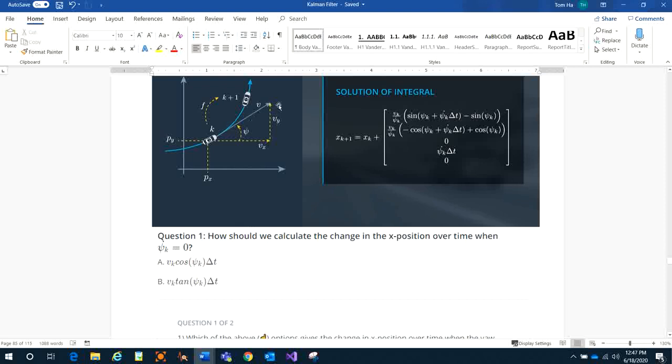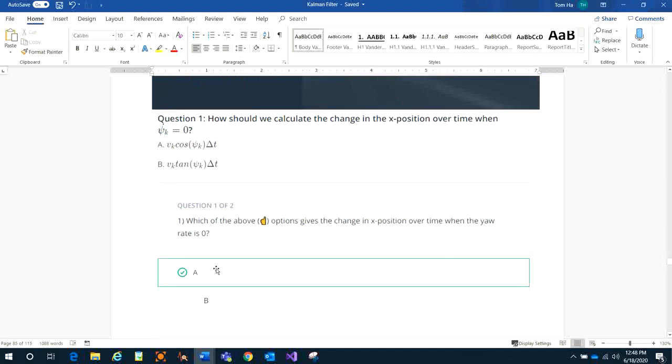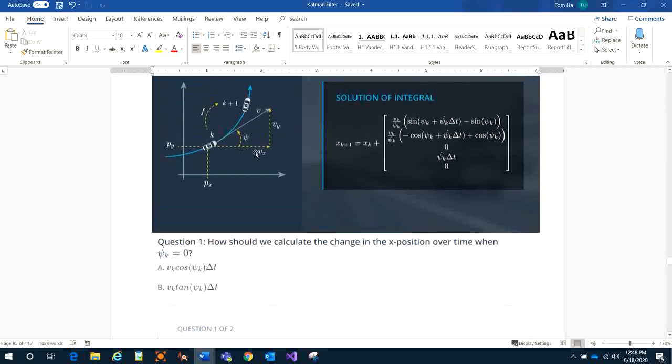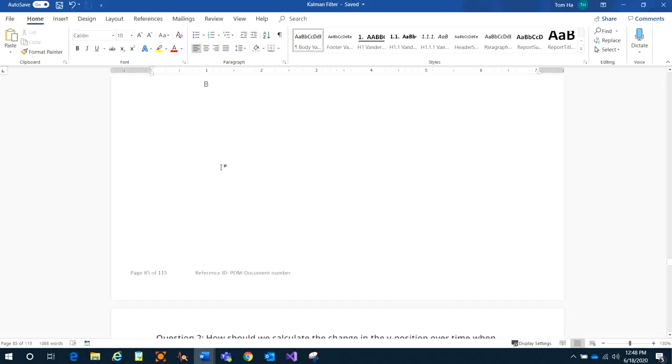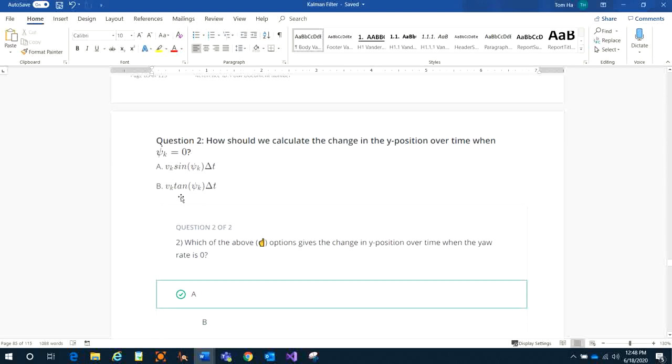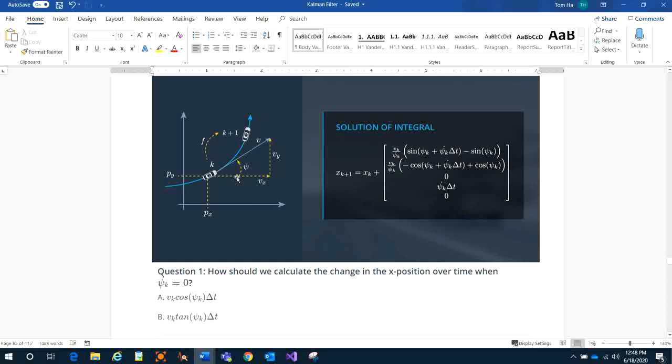And right now, what is the position? The change of position in x and y, how much? You can calculate the change of position over time when the turning rate equals 0. It's easy, right? You can look at the right triangle right here. When the angle is equal to 0, the change in x means V times cosine, times delta t. In a similar way, the change of position in y is V sine delta t, right? I think you can follow me so far, okay?